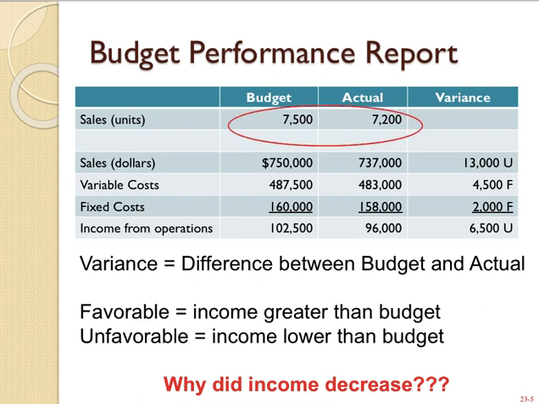Well, hopefully you noticed that the reason for the decrease had to do, at least partially, with sales, right? We thought we were going to sell 7,500 units. Instead, we only sold 7,200 units.